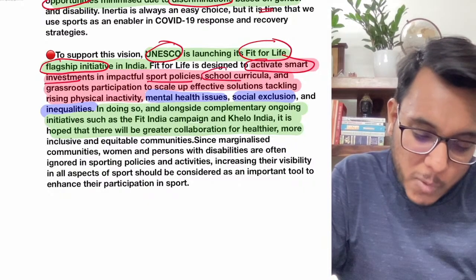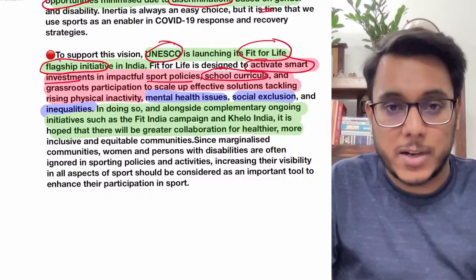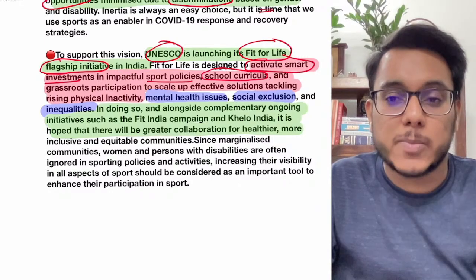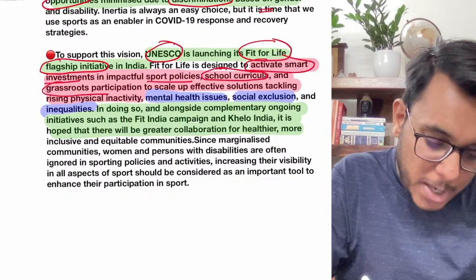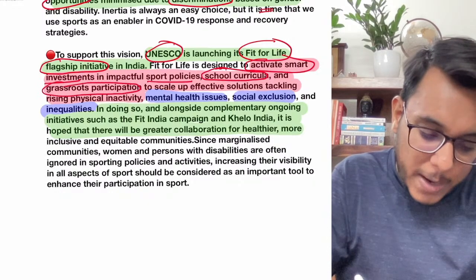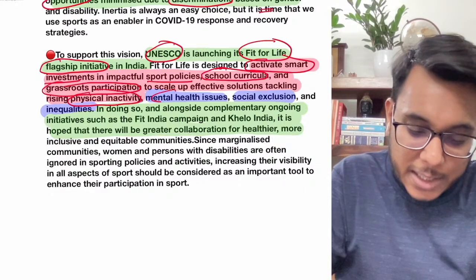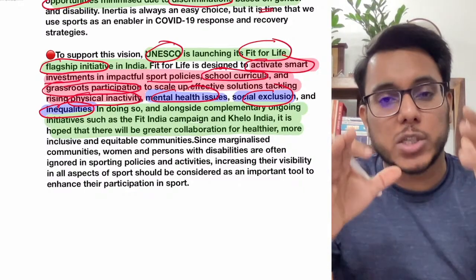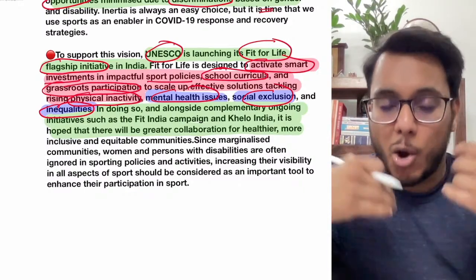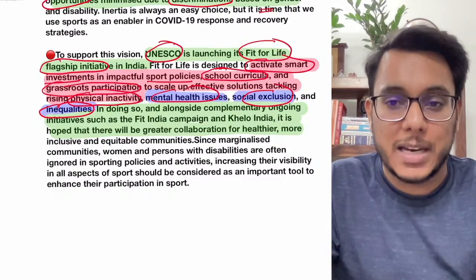The school curriculum, efforts will be made that it should be changed and sport should be given importance. Then grassroots participation will be encouraged. Physical inactivity will be tackled so that mental health issues, social exclusion and inequalities can be removed. So sports will be used as an arena for reducing inequality, bringing activity and restoring mental and physical health.